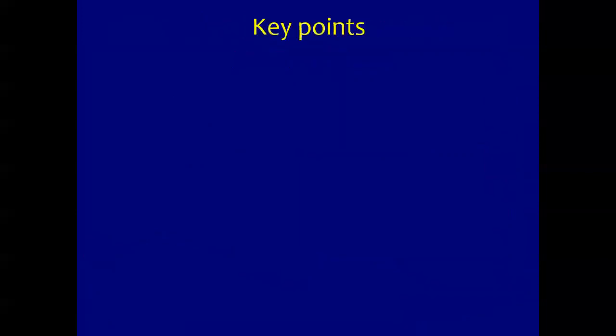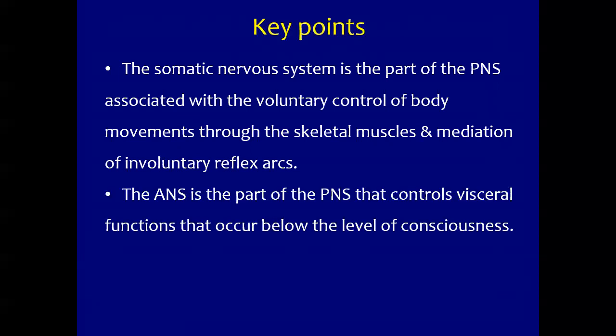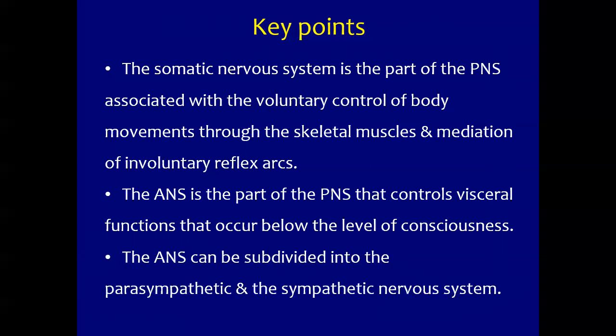Let's move on. Key points. The somatic nervous system is the part of the peripheral nervous system associated with voluntary control of body movements through the skeletal muscles, and mediation of the involuntary reflex arc. The autonomic nervous system is the part of the peripheral nervous system that controls visceral functions that occur below the level of consciousness. You may become aware that something is happening, for example heart rate, but it is not under your control. You can't control it. And sometimes you may not be aware of what is happening.